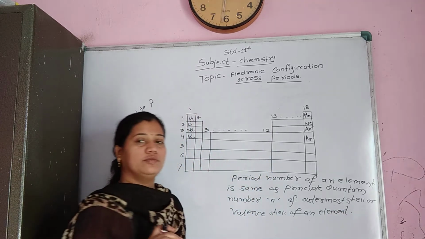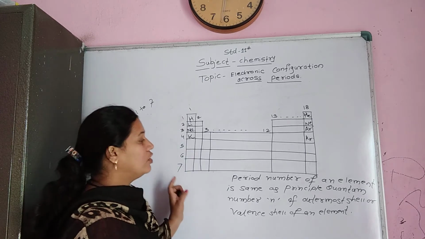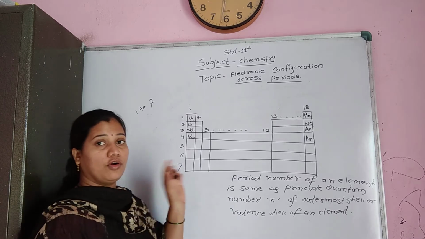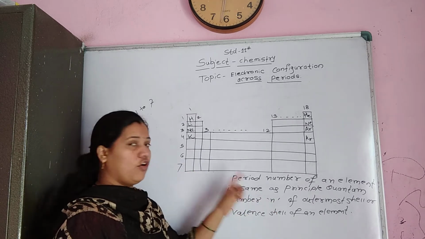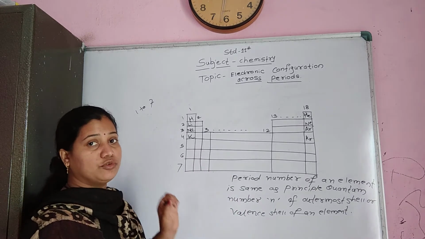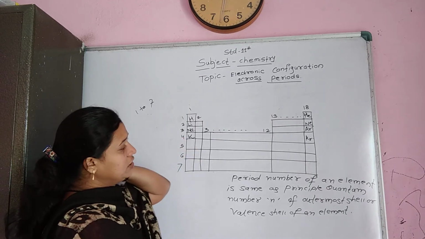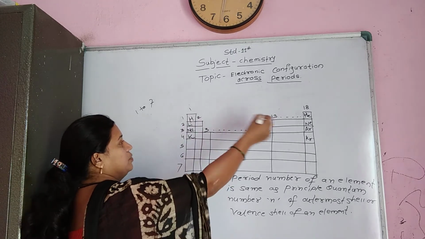When we observe the electronic configuration of various elements across the periods, we observe that the period number of an element is the same as the principal quantum number n of the outermost shell. The principal quantum number n of the outermost shell is the same as the period number. Now we see the explanation of how it is possible. Now see the first period.